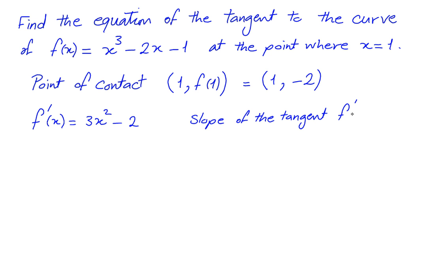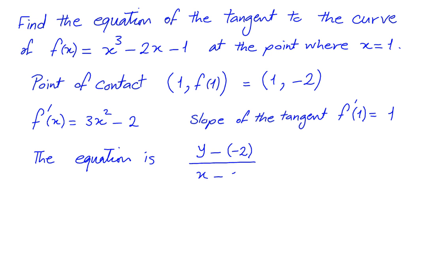And I need to substitute 1 into the derivative. So f dash of 1, that would be 3 times 1 is 3, minus 2 is 1. And now the equation would be y minus the y-coordinate of the point of contact, so it's y minus negative 2, over x minus the x-coordinate of the point of contact, is equal to the slope, which is 1.